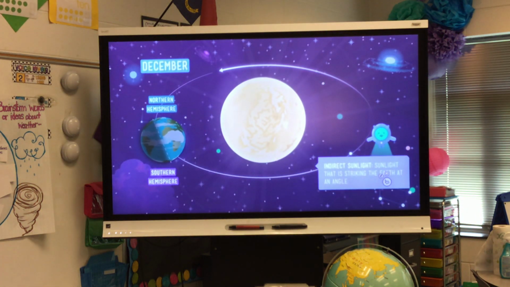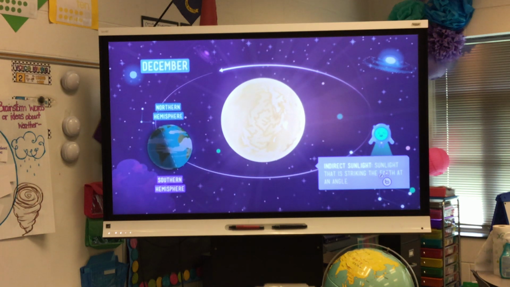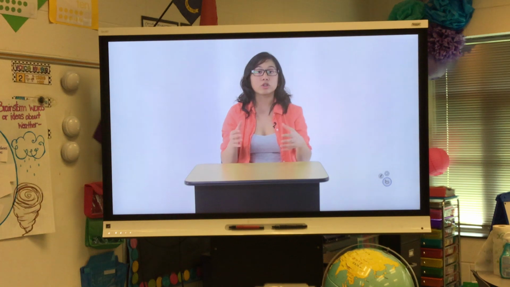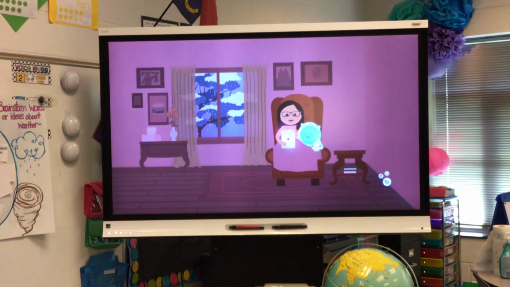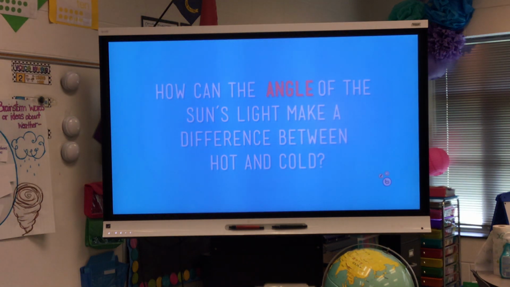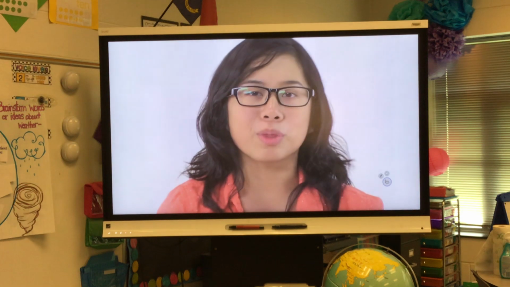In December, though, the northern hemisphere is tilted away from the sun. It's getting indirect sunlight, meaning light is hitting it at an angle. Indirect sunlight means cooler temperatures, shorter days, and, for lots of folks, hot cocoa and bundling up since it's winter. But how can the angle of the sun's light make a difference between hot and cold? Well, try this little trick with a flashlight.